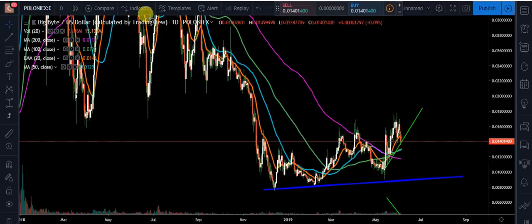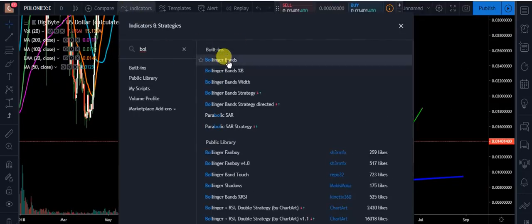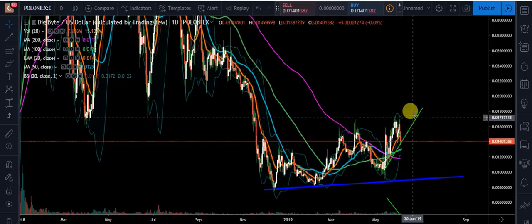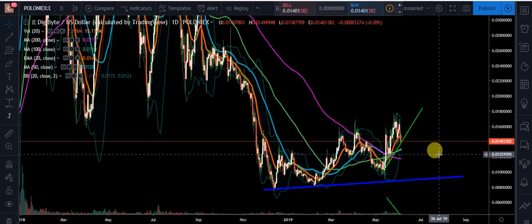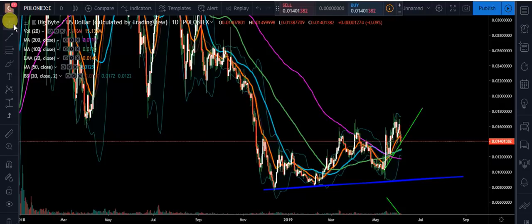Next one I wanted to go to was our Bollinger Bands. See if we're getting overextended or if a squeeze is happening. Okay, guys, so we're sitting right on the middle band here, so we're just in such a tight area. Upper band's going to be up here around that 0.0172, and then the lower band is going to be down here around that 0.0122. So that's what we're looking at there, guys.